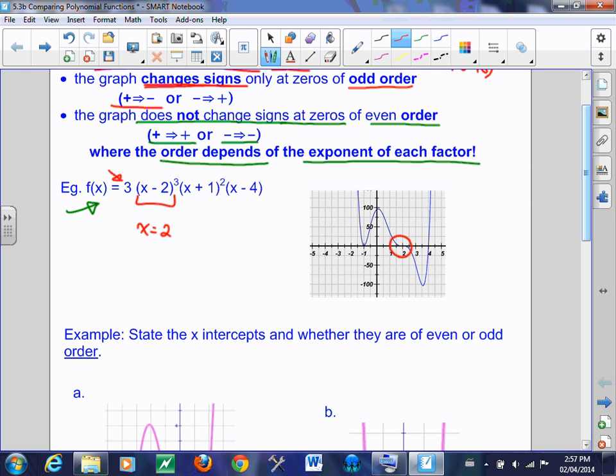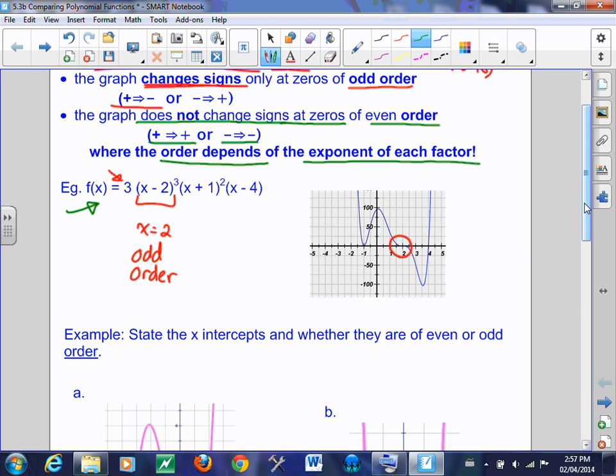And what we want to notice there is, when we look at that, do the signs change? It's in the positive direction. After it hits that, it then becomes in the negative direction. So we call that odd. Okay, so that's an odd order, not degree.